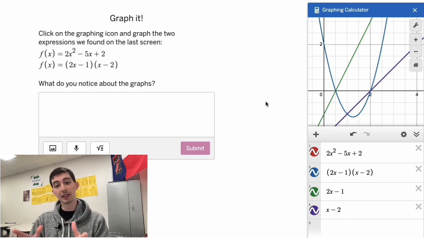But in the meantime, we just need to learn how to factor. We've got two different methods that we're going to learn to factor, the x method and the box method. I hope you check those videos out, and I'll see you in the next video.